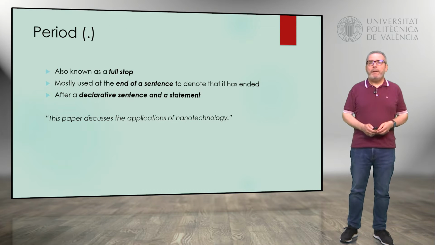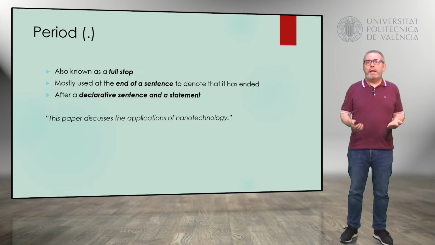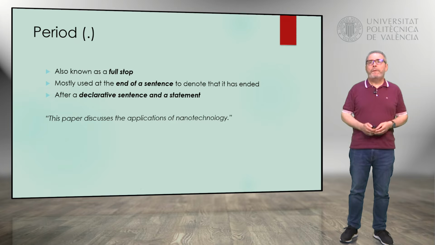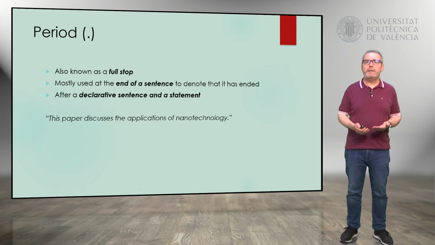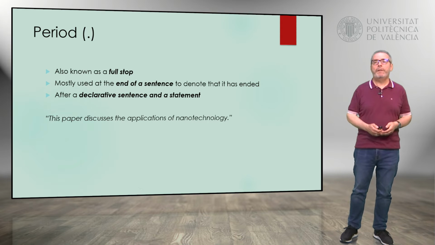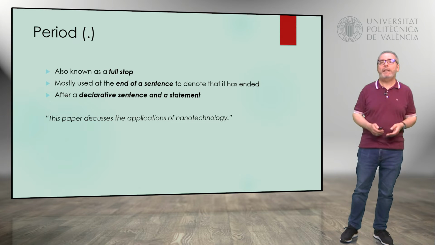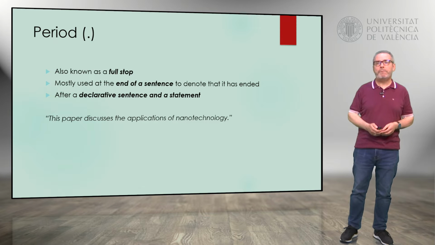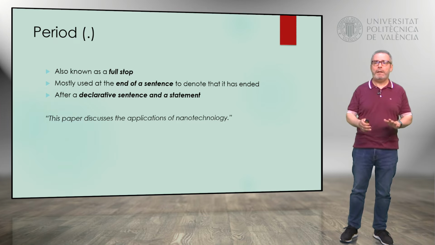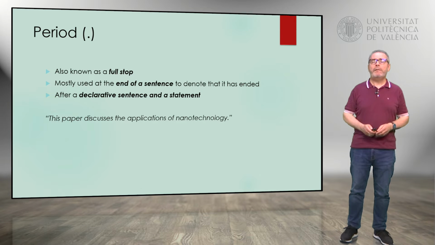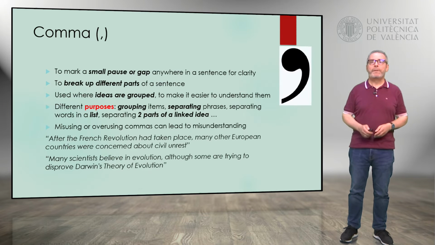The period normally implies a stop. That's why it is also known as full stop, and it's put at the end of a sentence, a declarative sentence or a statement, not after question marks. For example, this paper discusses the applications of nanotechnology. Then we stop the idea and put a period or full stop.